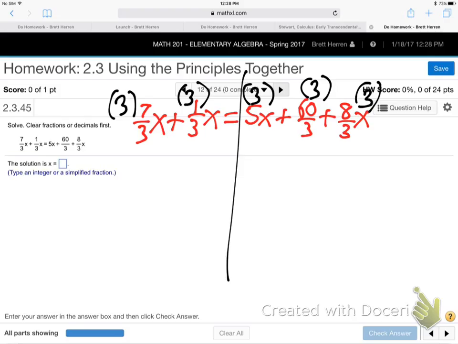My goal is to get rid of the fractions. I don't like fractions, you don't like fractions, nobody likes fractions. Let's get them out of there. Multiply all the terms by 3, because that's what's in the bottom. And what will happen? Are we good? Okay. Cross cancel. What does that leave? 7x, 1x. Everybody good so far?